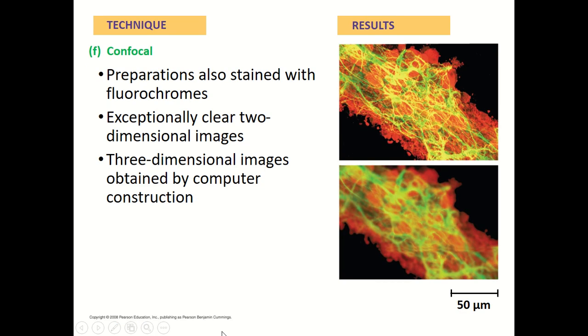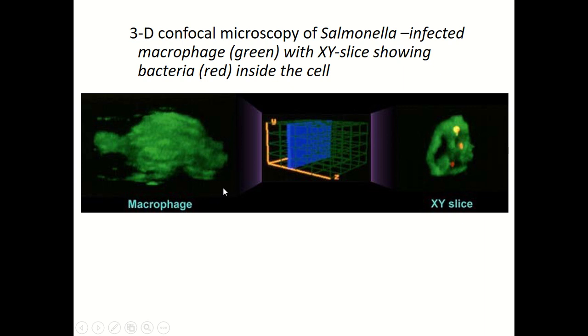Okay. Next, we have the confocal technique in light microscopy. In the confocal technique, the sample or specimen is usually prepared first by staining it with a fluorochrome. It is exceptionally clear for 2D images. As you can see, the 2D image here is very clear. And if you want to get a 3D image, it can be obtained by computer reconstruction. This is an example of what the confocal technique looks like in microscopy.